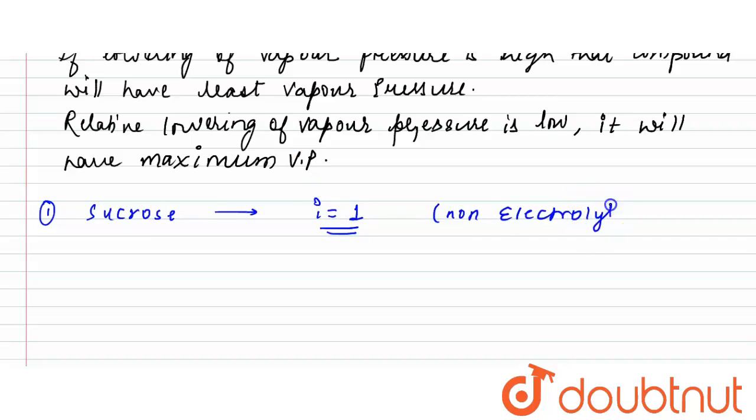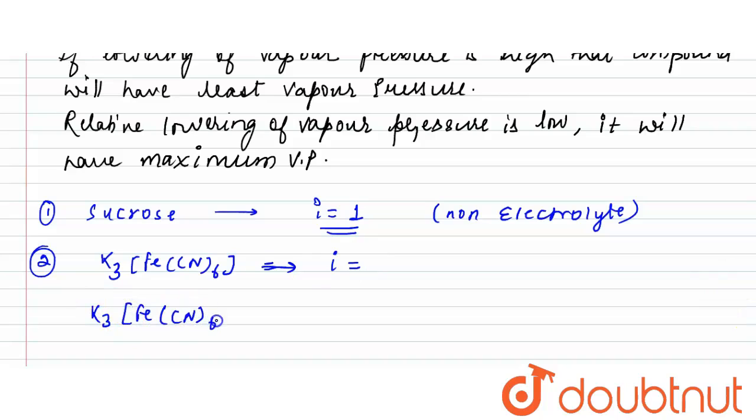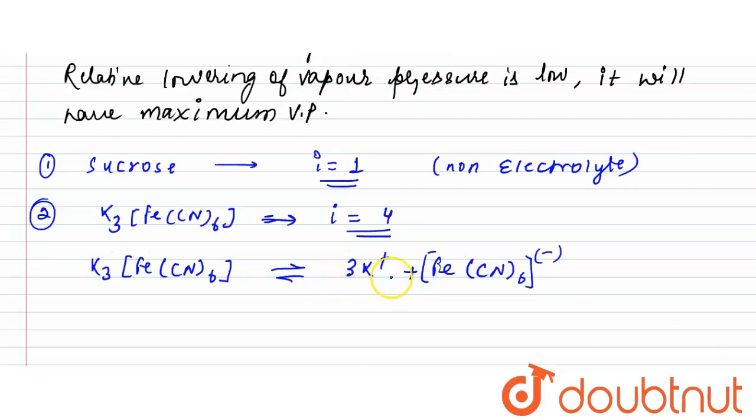Now in the second case, we have been given potassium ferricyanide. What is the formula for potassium ferricyanide? K3[Fe(CN)6]. So what will be the value of Van't Hoff factor for K3[Fe(CN)6]? Let's see what happens when K3[Fe(CN)6] goes for dissociation. It gives you 3K+ and [Fe(CN)6]3-, right? So you have the value of i as 4 in this case, because you have 4 ions.